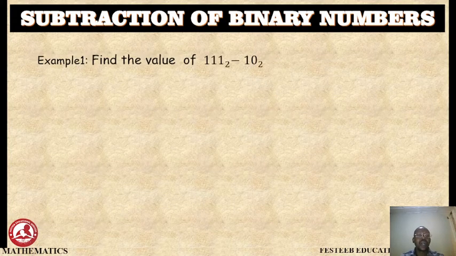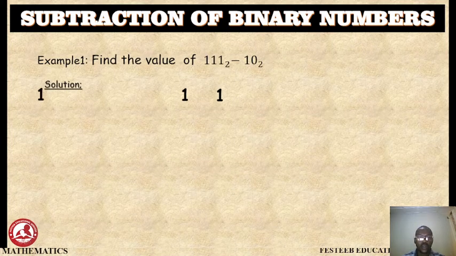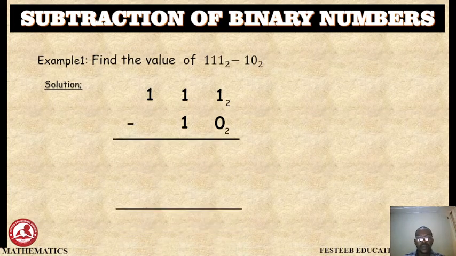So the first example that we have here says find the value of 111 base 2 minus 10 base 2. So the next thing that we need to do is to write out this number. We have 1, 1, 1 here. We have to put the second one under it. We have 0 and 1, base 2. Put minus here and we put the base. We have to draw 2 lines here.